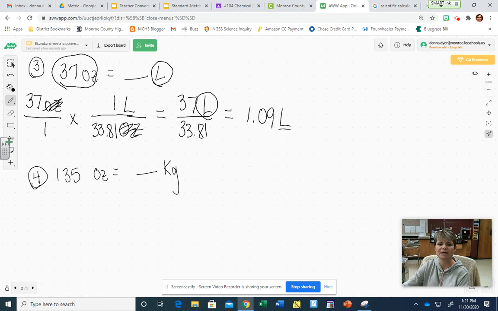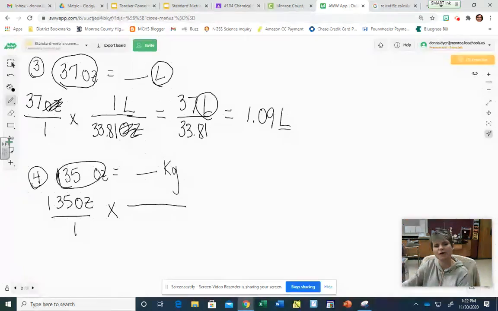135 ounces equal to how many kilograms? Okay, so we're going to take what we're given here and put it over 1. 135 ounces over 1. Always take what you're given and put it over 1. Now we're going to set it up so that our units cancel out. Ounces is on top, so ounces should go on the bottom. What I'm solving for goes on top in this second ratio. I'm solving for kilograms, so it goes on top. Now my ounces will cancel out.